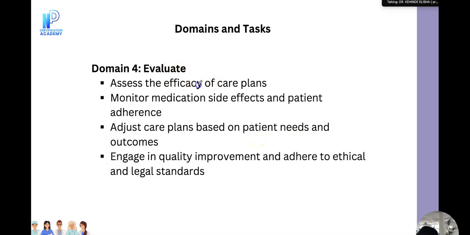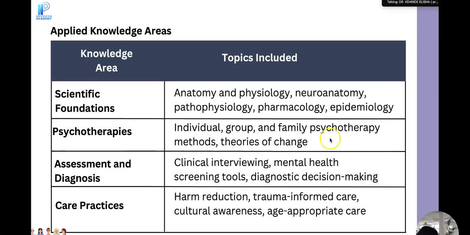Domain 4 talks about assessing the efficacy of plans of care, monitoring medication side effects and patient adherence. We must learn to adjust the plan of care based on patient needs and outcomes. We must be able to engage in quality improvement and adhere to ethical and legal standards. Now, that is the last domain, the evaluate.